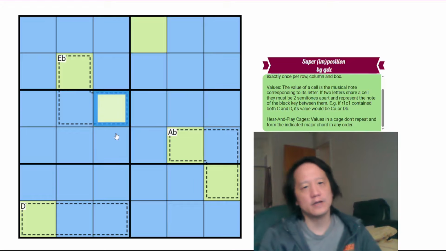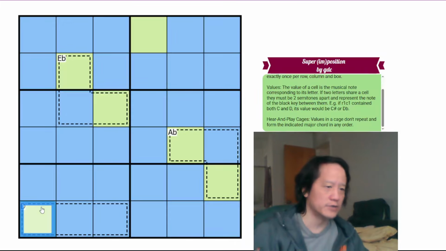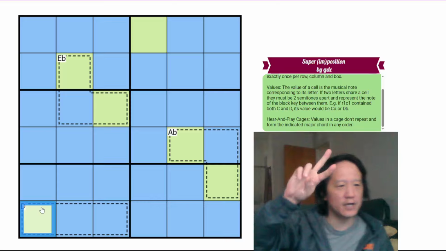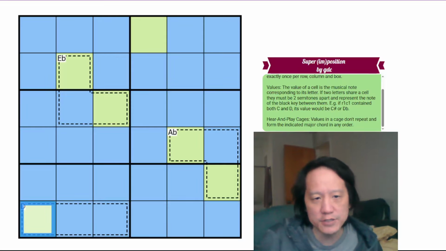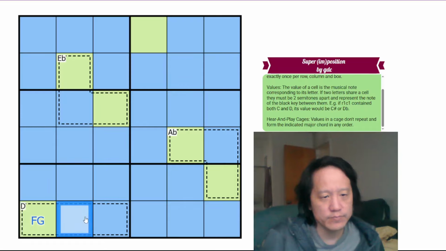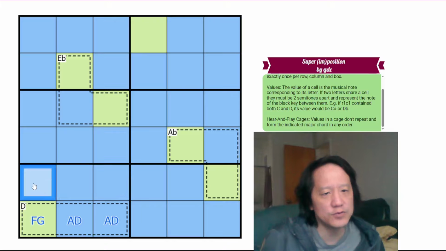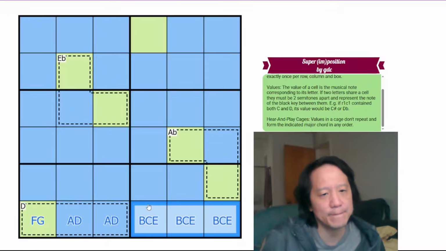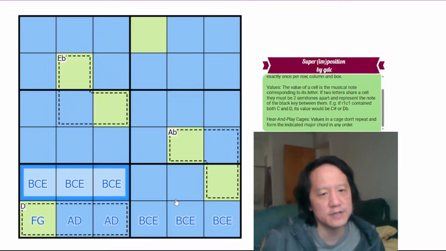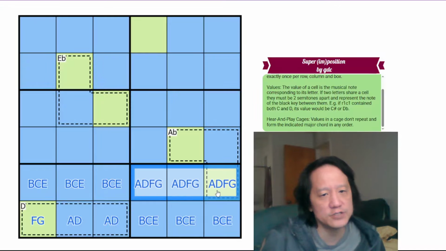So again, D requires F sharp, which is between F and G. So this must be a combination of F and G. We also have somewhere a D and an A, right? So this is A and D, F, G. That leaves the remaining digits in row 6 as B, C, and E. That means this is B, C, and E. So we have A, D, F, and G here.